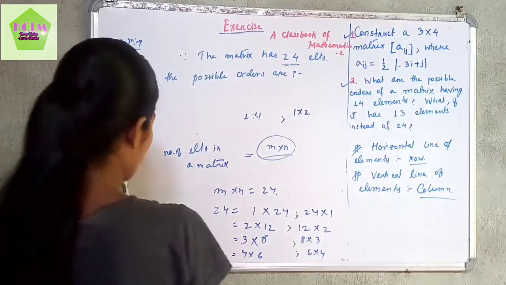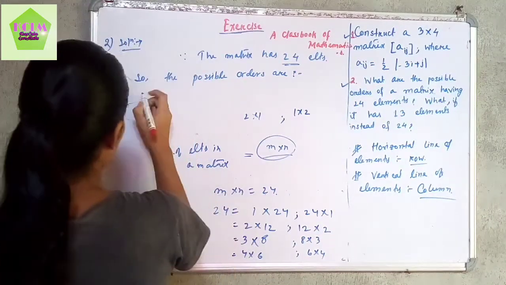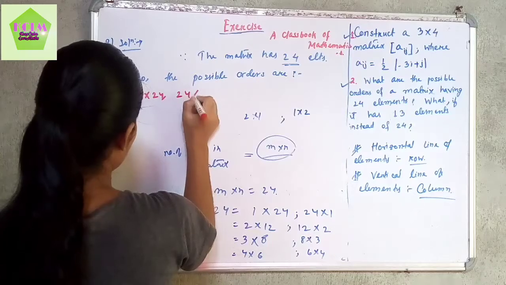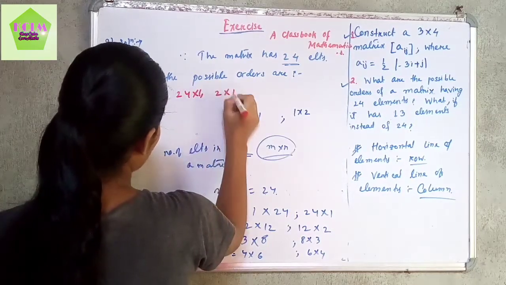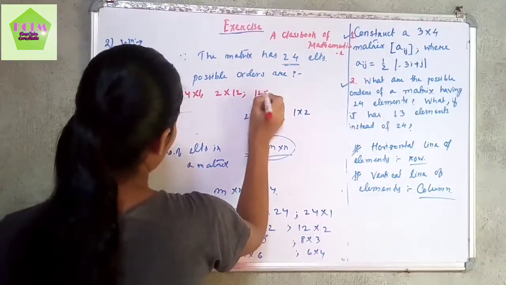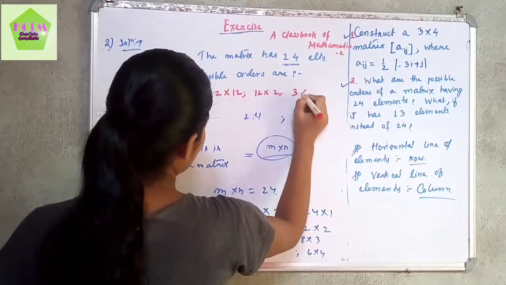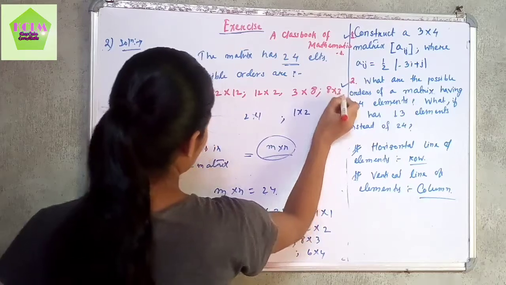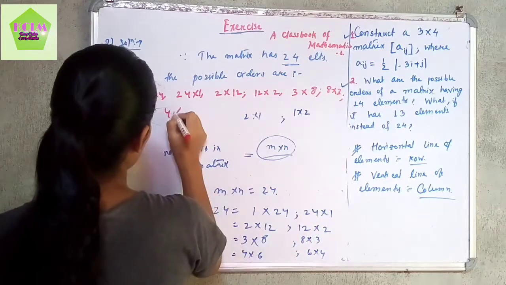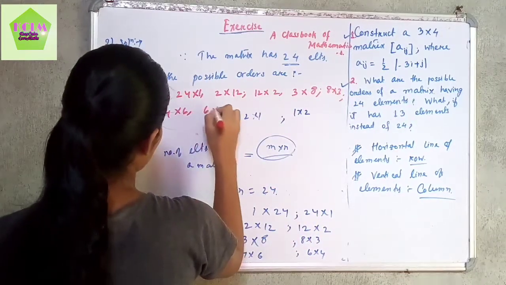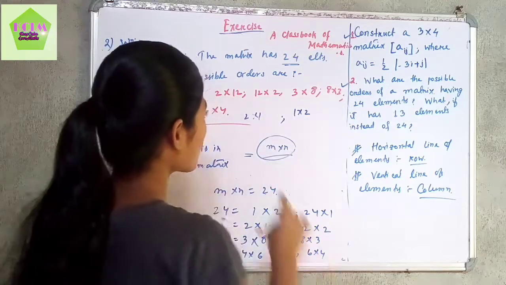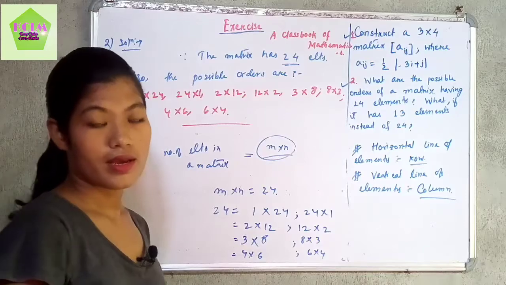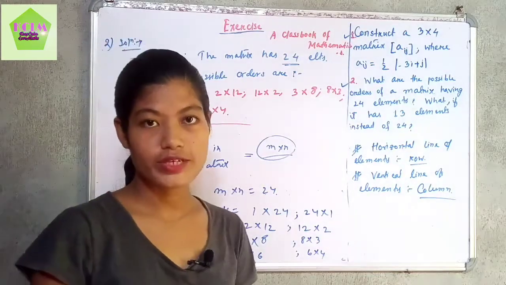So the answer is 1 by 24 and its reverse 24 by 1, 2 by 12, 12 by 2, 3 by 8, 8 by 3, 4 by 6 and 6 by 4. So these are all the possible orders of this matrix. I hope this question is also clear to you.